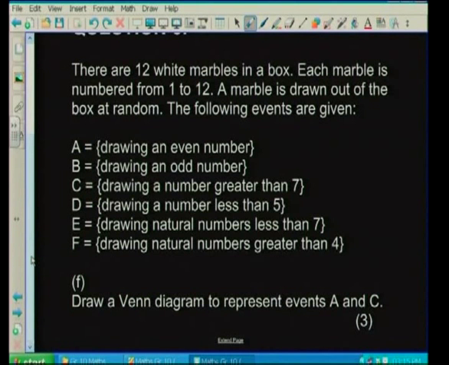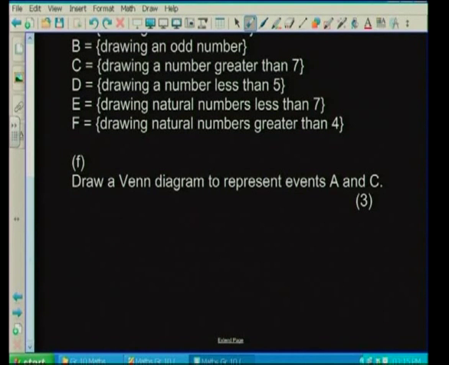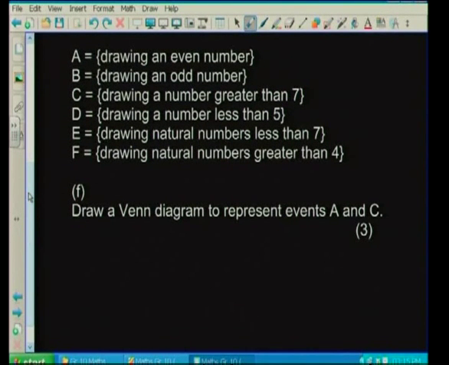Lots still to come. Now we are asked to draw a Venn diagram to represent events A and C. So this gets a little bit more interesting. Hopefully, we're going to have some intersection, not just mutually exclusive events. So let's just have a look at what A is. A is an even number, and C is a number greater than 7. Right, so the even numbers, just again quickly, 2, 4, 6, 8, 10, and 12. And the numbers greater than 7: 8, 9, 10, 11, and 12. Let's put that into a Venn diagram.